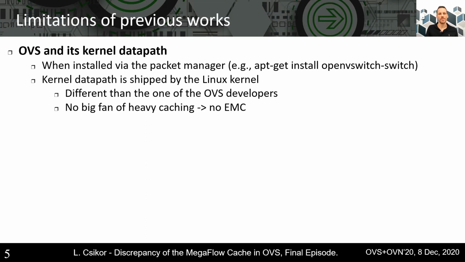During the discussions of my previous talks, it turned out that OVS, when installed via the underlying system's package manager, has its kernel data path, aka the fast path, shipped by the underlying kernel. This means that the kernel module itself is maintained by the kernel developers and is not necessarily in line with the mainstream OVS data path developed by the OVS developers. For instance, the former, as the kernel networking developers are not in favor of heavy caching, does not have the EMC, it only has the MFC.